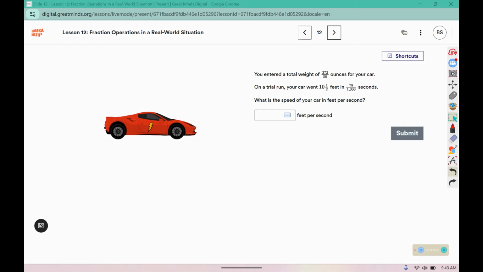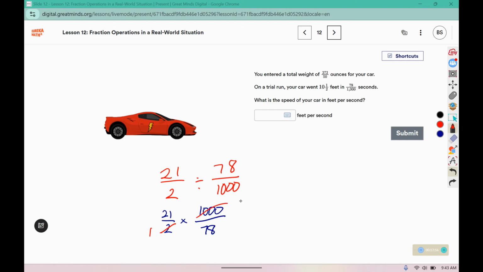Okay, so feet per second. That would mean we divide the feet by the seconds. 10 times 2 is 20, plus 1 more is 21 over 2. And we're dividing it by the seconds, which is 78 over 1,000. Now we're going to leave, change, change. 2 and 1,000 have something in common. 1 2 fits into 2, and 500 2s fit into 1,000.